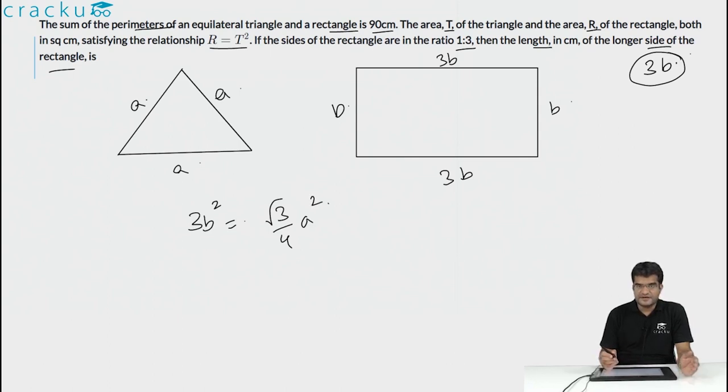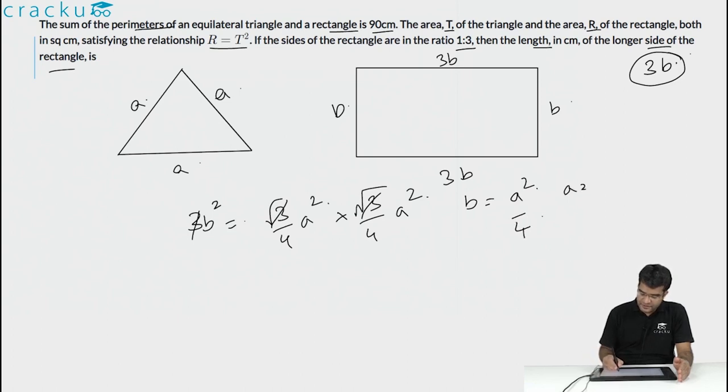But because R is equal to T square, that would imply that 3B square is equal to root 3 by 4 A square into root 3 by 4 A square. We can cancel 3 on both sides because root 3 into root 3 is equal to 3. Or B square is equal to A square by 4 into A square by 4, or the value of B is equal to A square by 4. Or the value of A is equal to 2 square root of B.